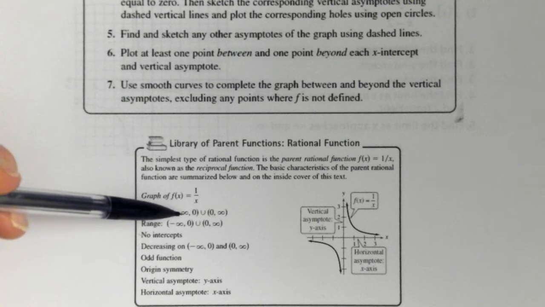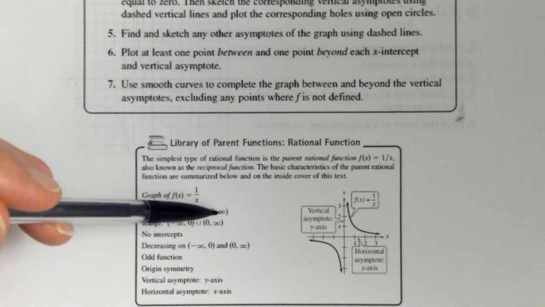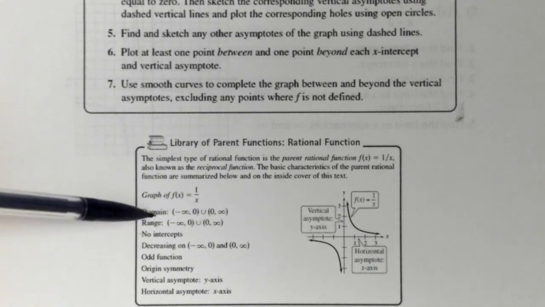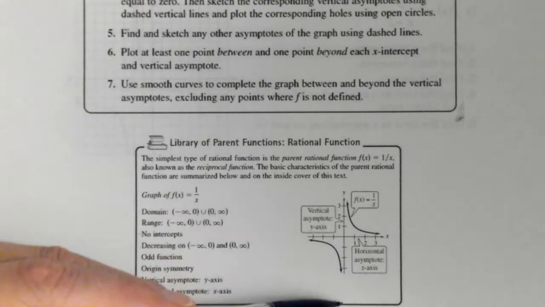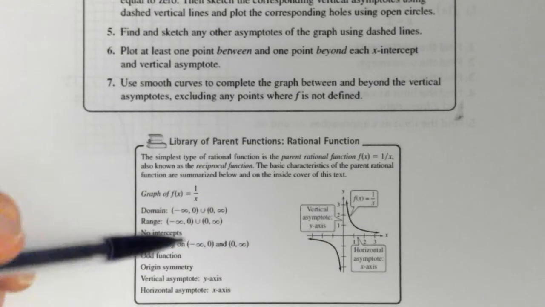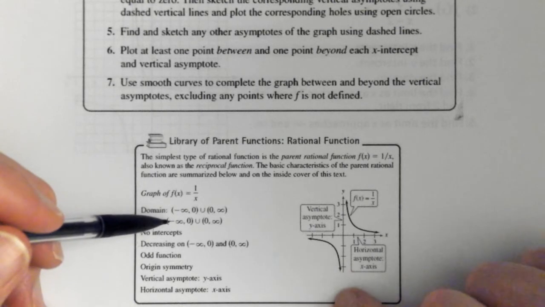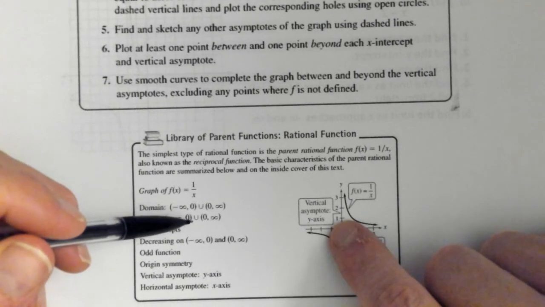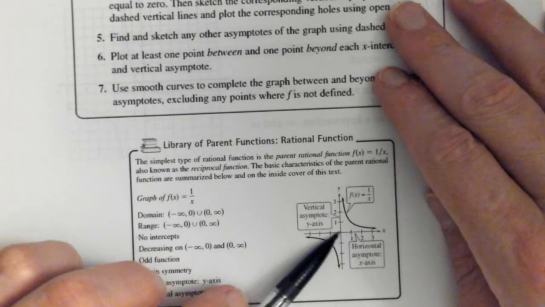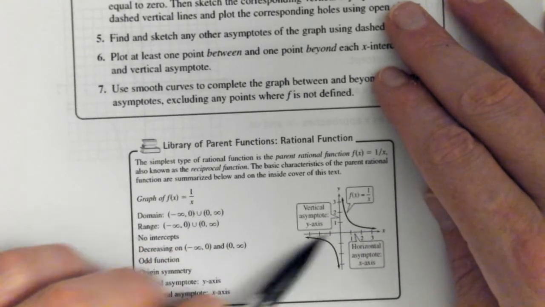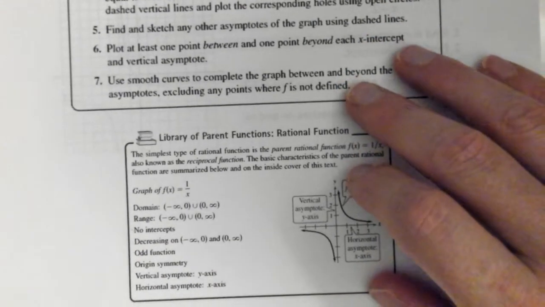The domain is from negative infinity to 0, along with 0 to positive infinity. And so the reason why that's the case is because at 0 you've got a vertical asymptote. So 0 is not a part of the domain. Likewise for the range is from negative infinity to 0, not including 0, unioned with 0 to positive infinity, because at 0 you've got a horizontal asymptote. And so that's why 0 can't be a part of the range.